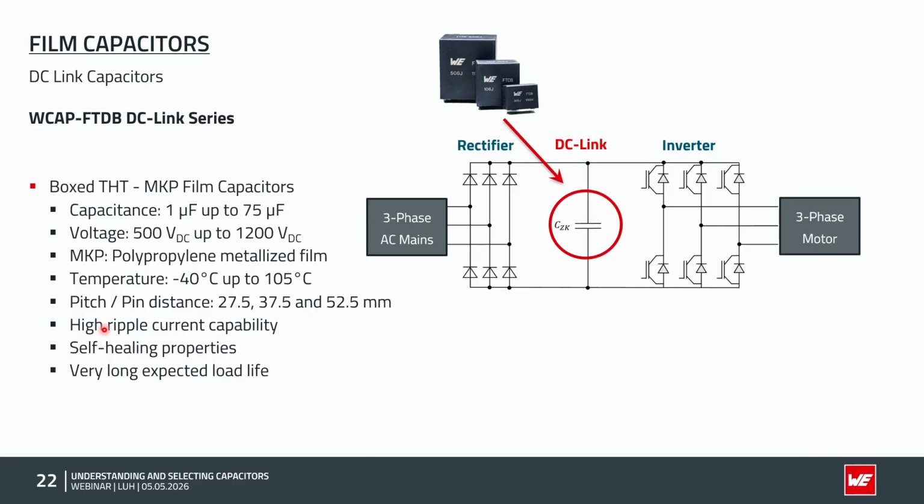Something that is very important for these parts is the very high ripple current capability. In our standard portfolio, the part with the maximum ripple current is 25.7 amps. So you see, if you have DC link topologies with a lot of ripple current, you can use film capacitors, or DC link film capacitors, from our side.